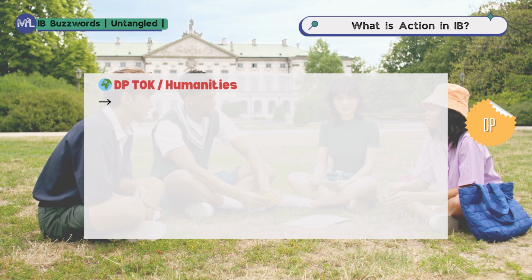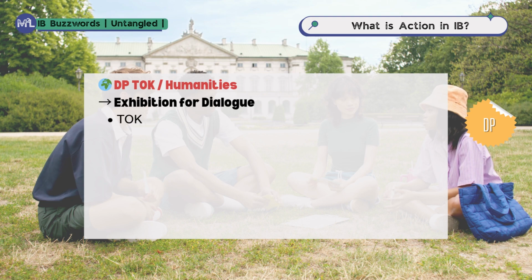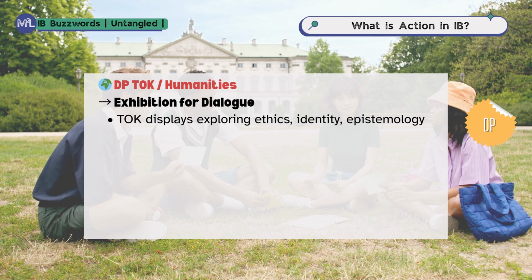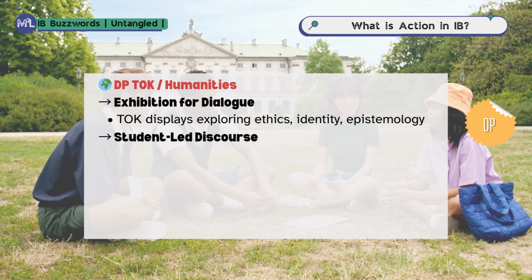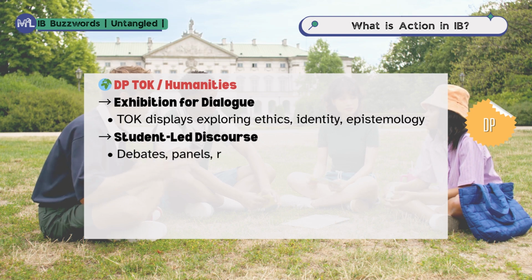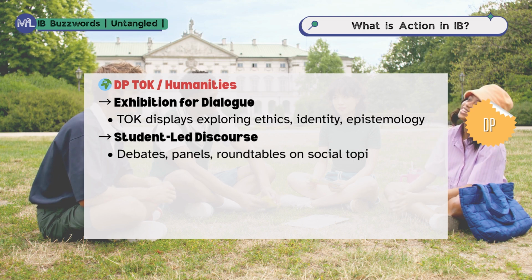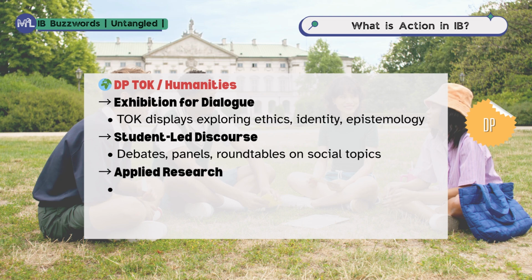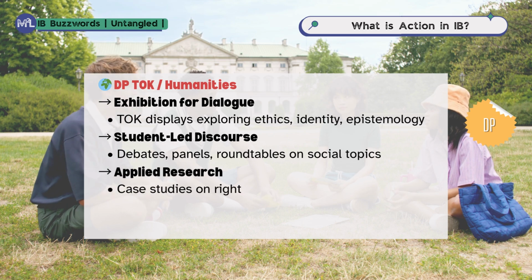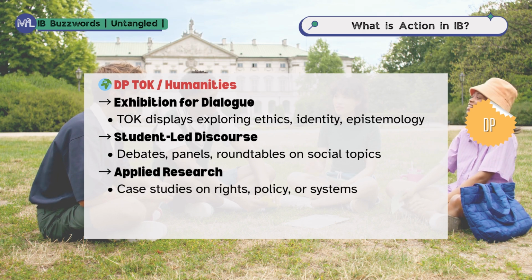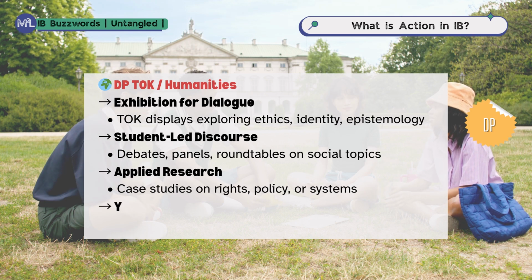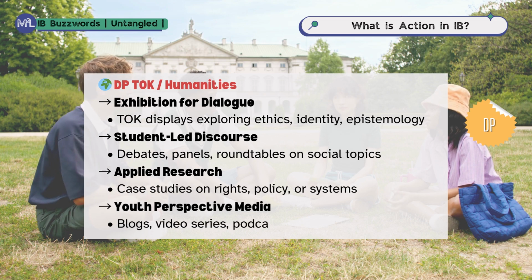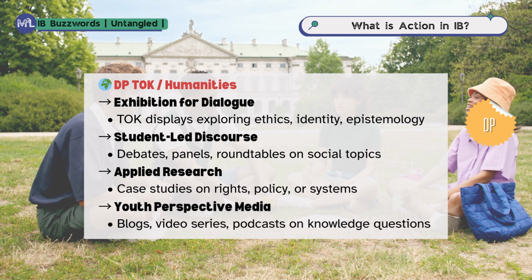In DP TOK, or Individuals and Societies, action might take the form of creating TOK exhibits that challenge assumptions about knowledge, truth, or ethics, facilitating student-led debates or panel discussions on controversial global issues. It could look like conducting comparative research on migration policies, gender rights, or economic systems. It could even look like publishing podcasts or blog series that explore big TOK questions from a youth perspective.